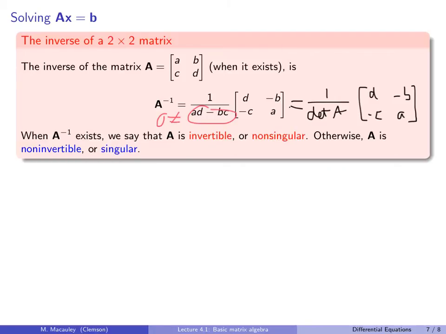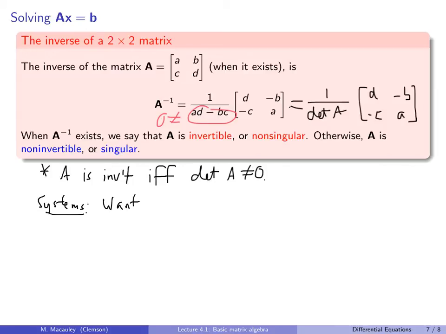So notice, let's say several things. First of all, I think I've already said this, but let's write it down. A is invertible, I'll often abbreviate that like this, if and only if the determinant of A is non-zero. So back to systems, that's actually the title of this slide. Let's take a 2 by 2 system, or just a general n by n system. This is going to hold more generally, as you'll see. So let's suppose that we want to solve Ax equals b for x. Then all we need to do is multiply both sides of the equation on the left by A inverse.